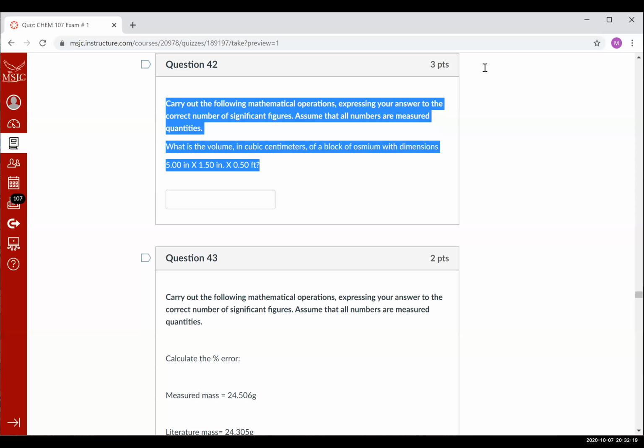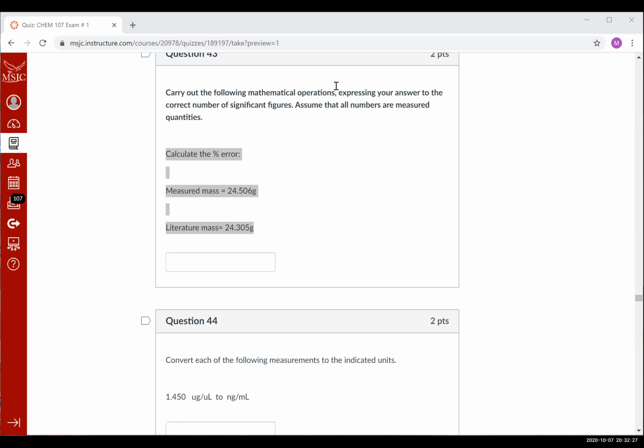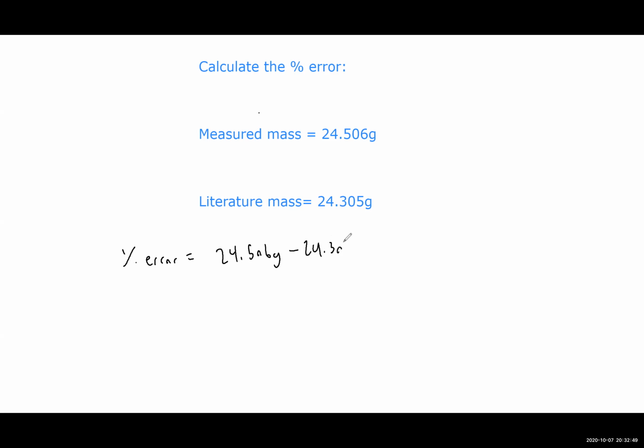So we're asked to carry out the following operation. In this case, we're asked to calculate percent error. We know that percent error is equal to our experimental value minus the literature value over the literature value. So let's compute these calculations step by step. For this first subtraction operation, we're concerned about the least number of decimal places. So we'll retain 3 decimal places.